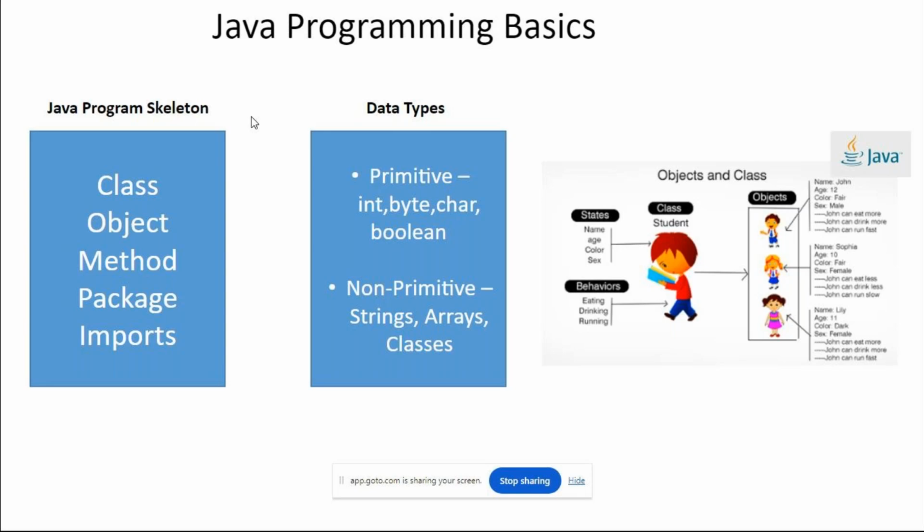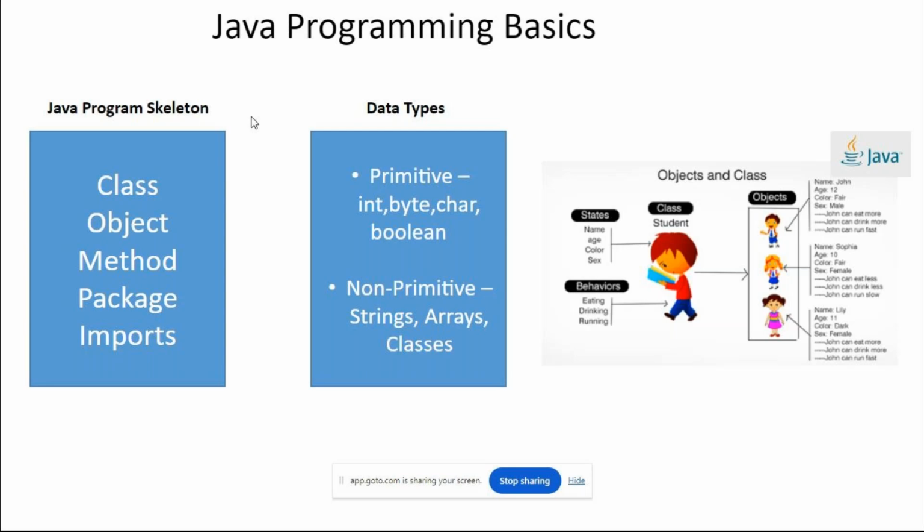In Java, there are two types of data types: primitive and non-primitive. They are classified such that the data declared as primitive, like integer, byte, character, boolean, all occupy very small space, whereas non-primitive is going to be your strings, arrays, objects, and occupies more space. There is much more relationship between primitive and non-primitive.